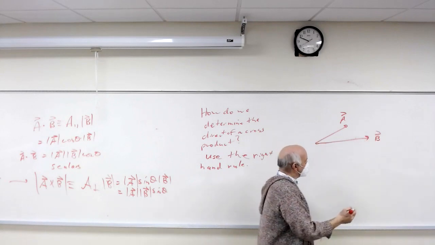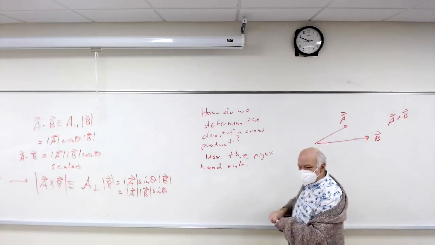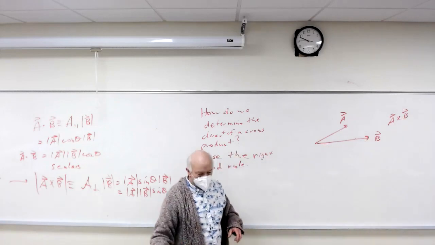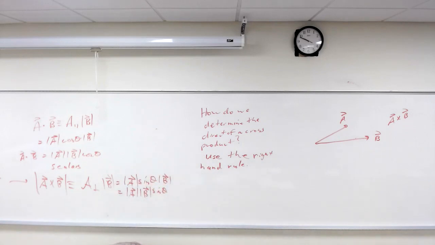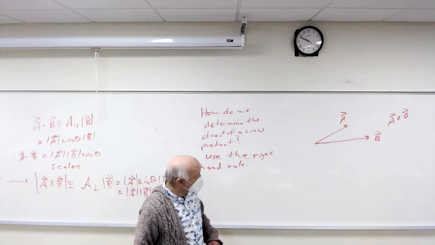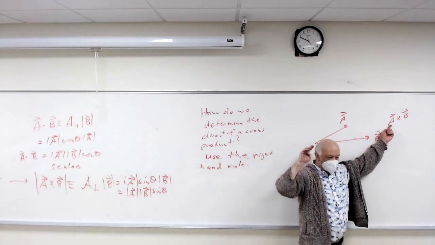So let's look at this one here. A cross B. How does the right-hand rule go? Let's see if you remember what to do. Take your fingers. Where do they go? Take A, and cross them with your hand. Take your fingers and cross them in the direction of A.